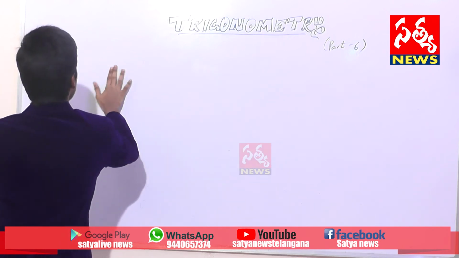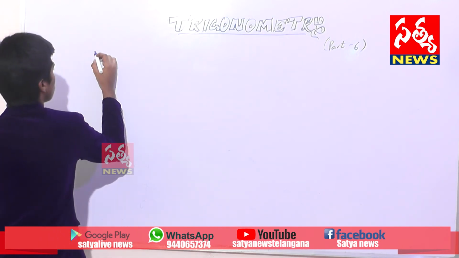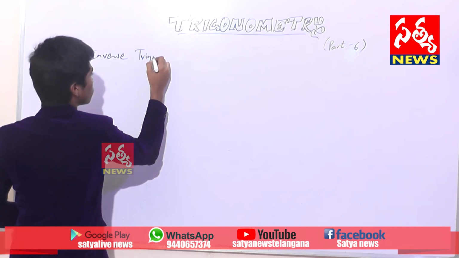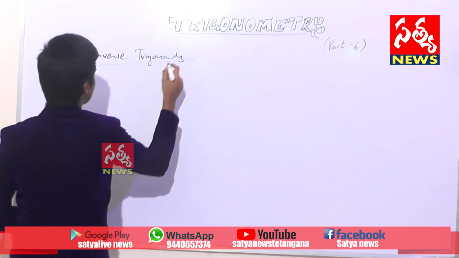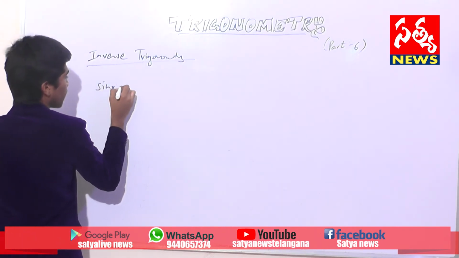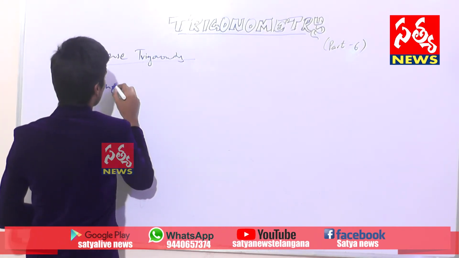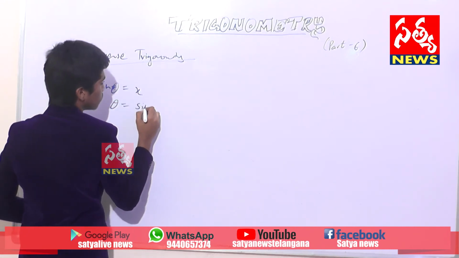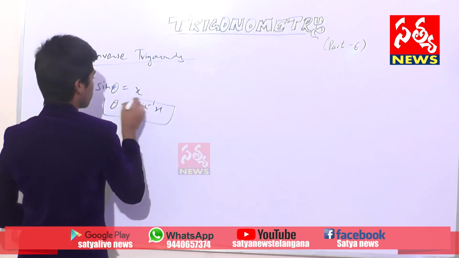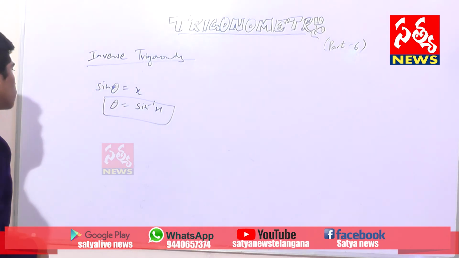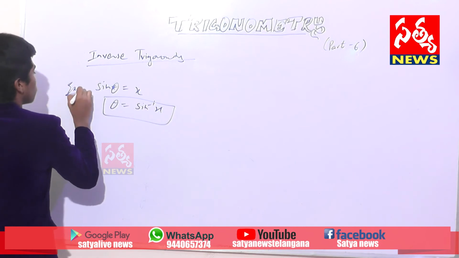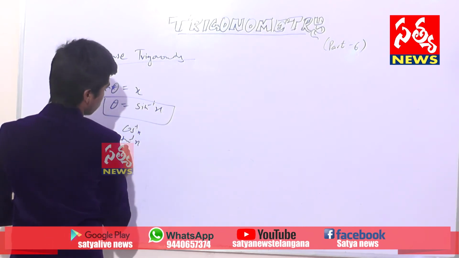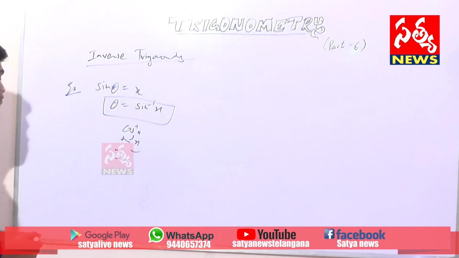And there is a last topic, inverse trigonometry, which is if sin theta is equal to x, then theta is equal to sin inverse of x. This is a representation of inverse trigonometric functions. This is an example. Similarly, cos as cos inverse x, tan as tan inverse x, and the same for secant, cosecant and cot.